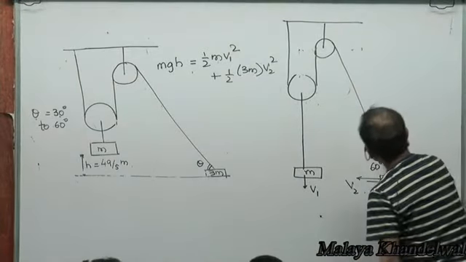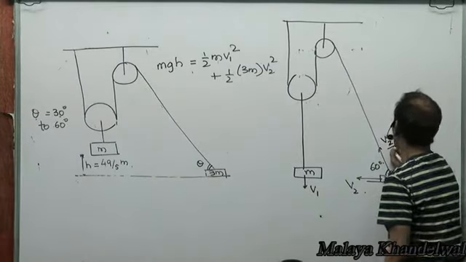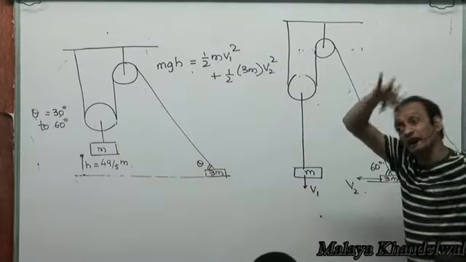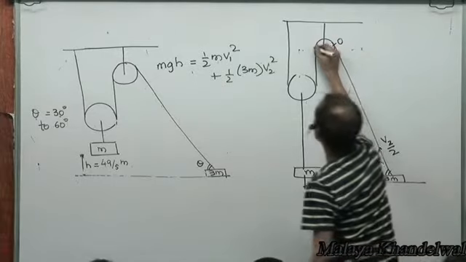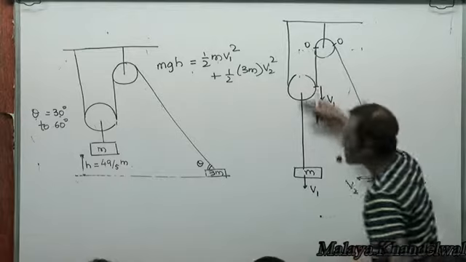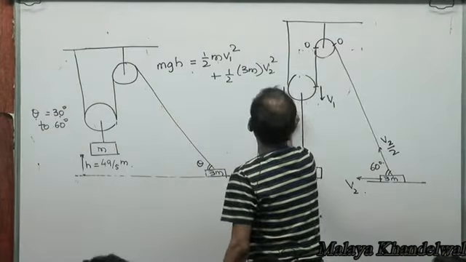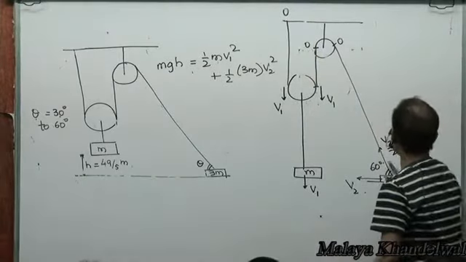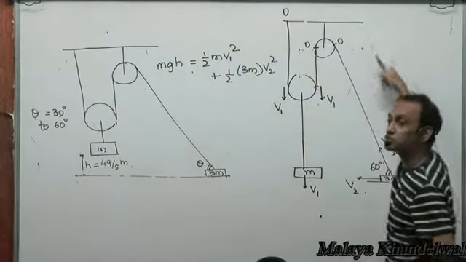Now, V2 resolved along this direction, V2 cos 60 degrees, is V2 by 2. All velocities are to be taken along the length of the string. This is 0. This is 0. This would be V1 downwards, integral with this mass m. I hope you haven't forgotten all of this. V1 like this. This would be 0. Then I go from this end to that end. This is one single string.